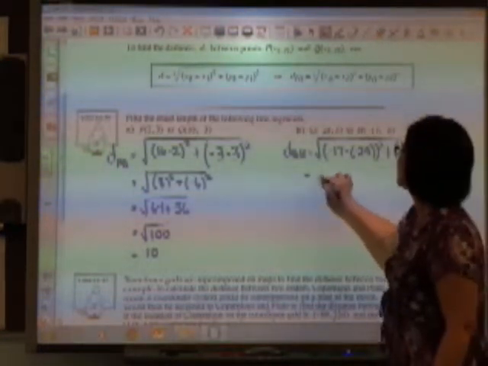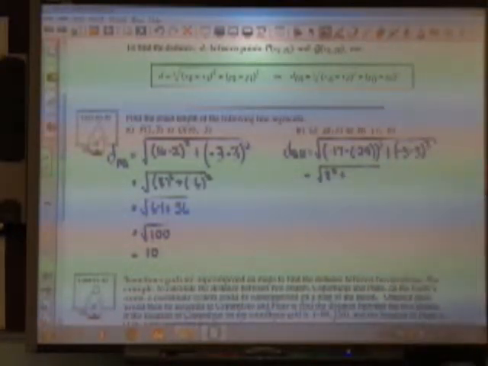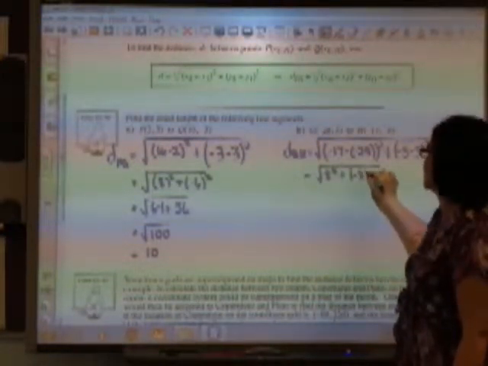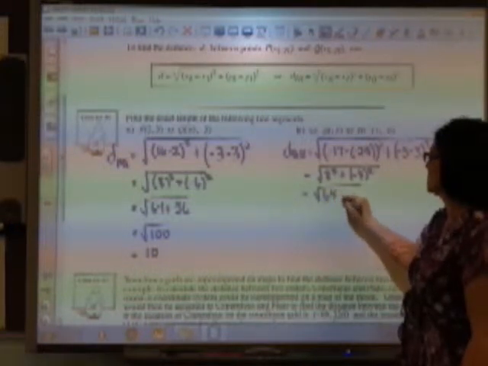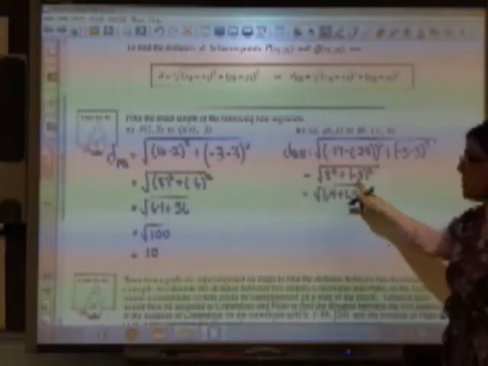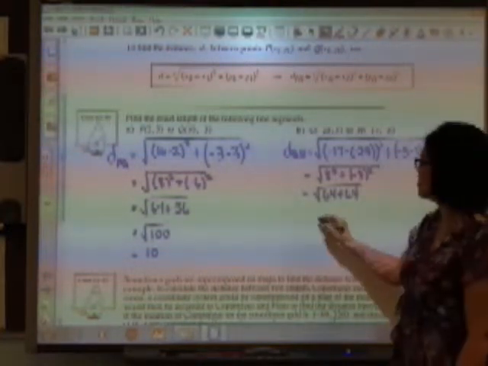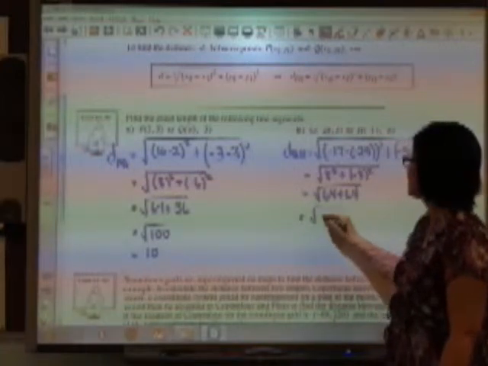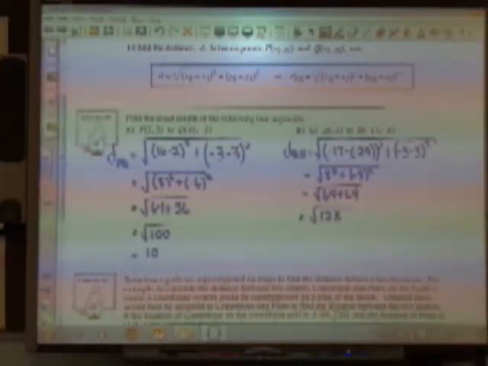8. So I get 8 squared. And what is -5 minus 3? -8. So both of these are going to give me 64. So it doesn't matter that I had a -8 there. When I square it, I'm going to get a positive 64. So I get 128, which is not a perfect square number.